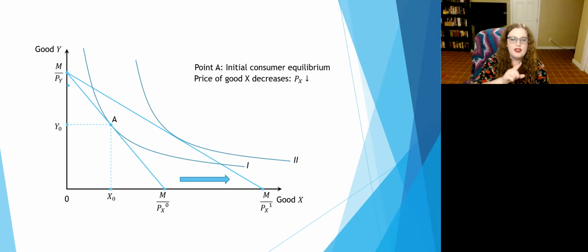Right? We're going to move outwards. Well, if we can now afford more pizza than we could before, or more of this good X than we could before because of a price change, are we going to stay at point A? Well, no, right? Notice that we have this new budget constraint. With the new budget constraint, A is definitely attainable, but it's no longer efficient. It's no longer on that budget constraint line.